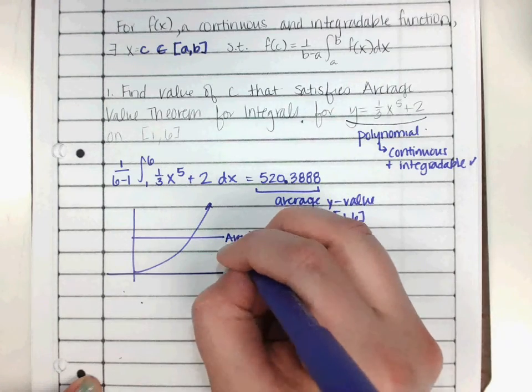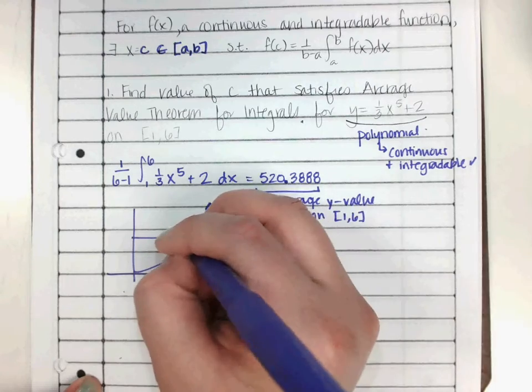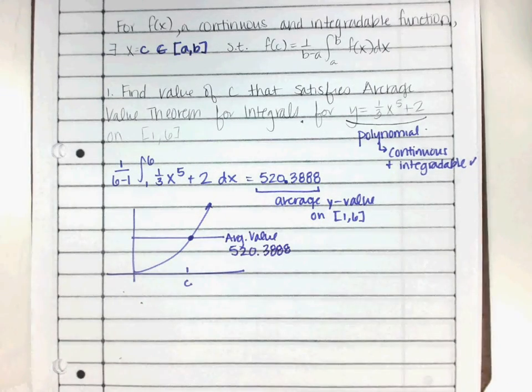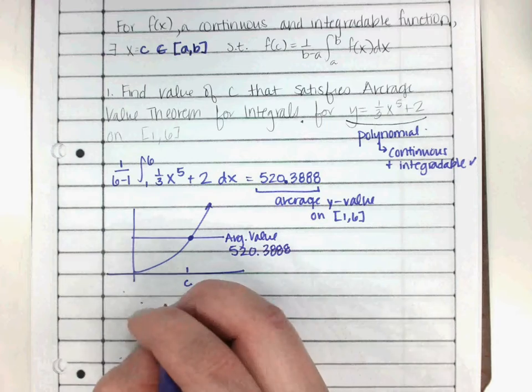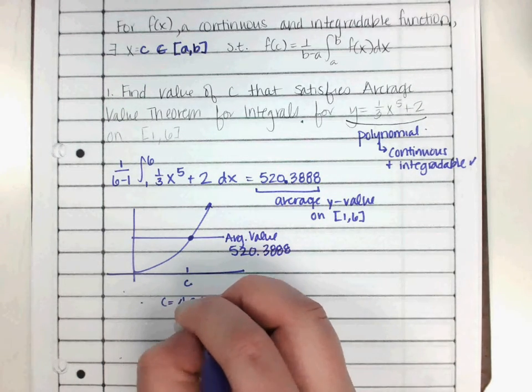Okay, 520.3888. And then this would be the C value that I care about, because that's where my graph actually equaled that average. Okay? So my C came out to be, like I said, 4.3486.